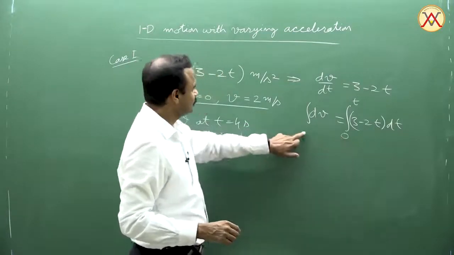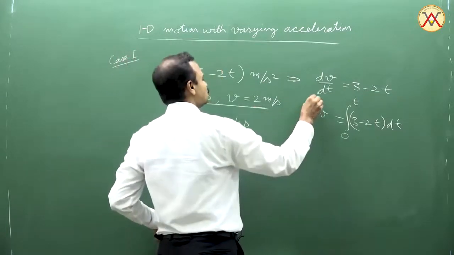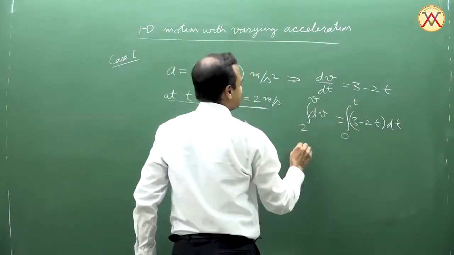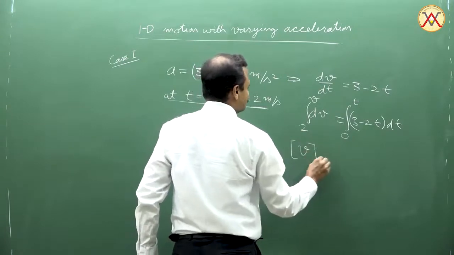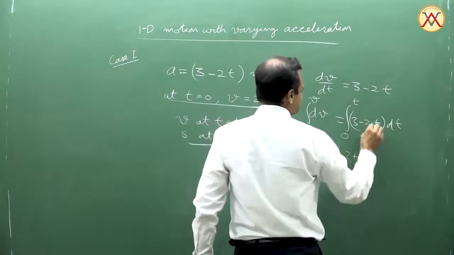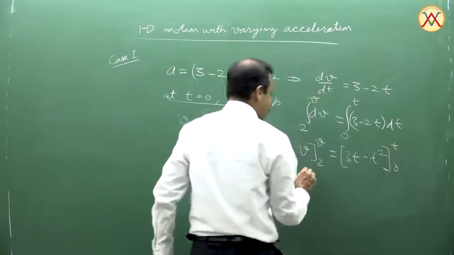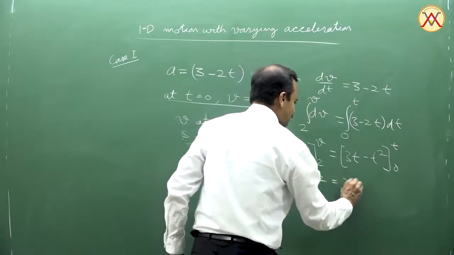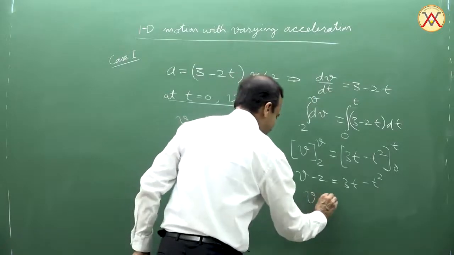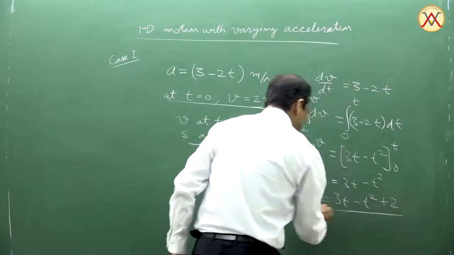Now at t equal to 0, the velocity is given to us as 2. So here it will be 2 to some velocity v at time t. Left hand side, integral of dv is v, from 2 to v. Right hand side, 3 becomes 3t, minus 2t becomes t squared, with limits 0 to t. So we get v minus 2 is equal to 3t minus t square. Or the expression for velocity we are getting is 3t minus t square plus 2.